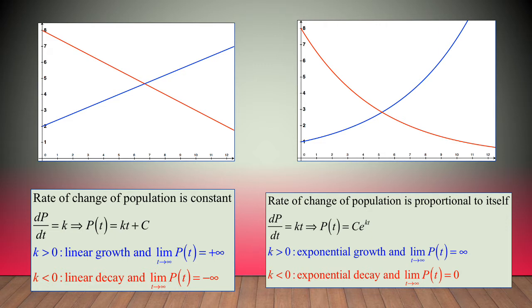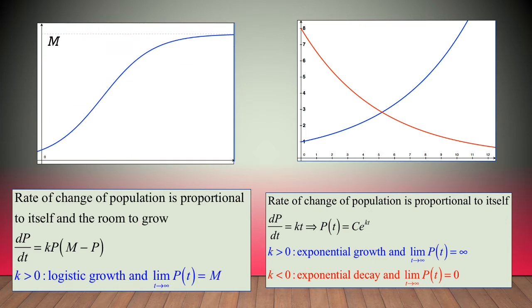If k was greater than 0, we have exponential growth, and the limit of P of t as t approaches infinity is infinity. If k is less than 0, we have exponential decay, and the limit as t approaches infinity of P of t is equal to 0.